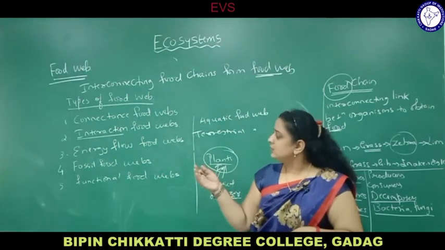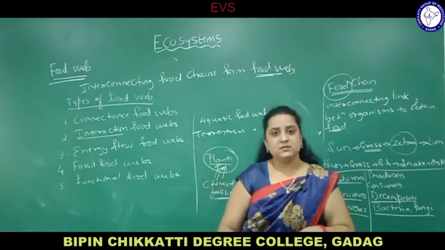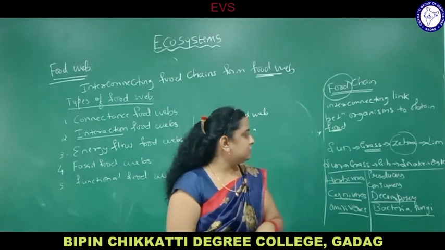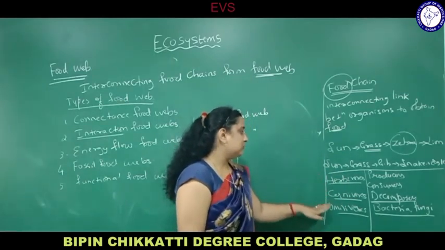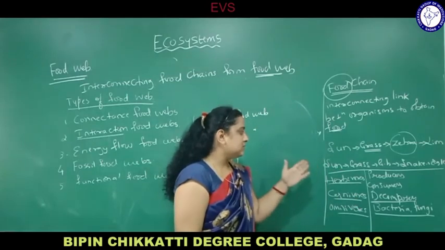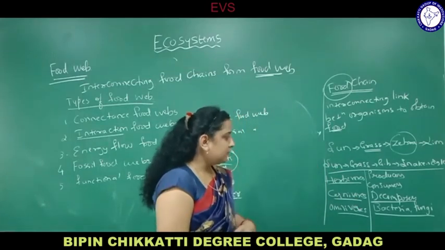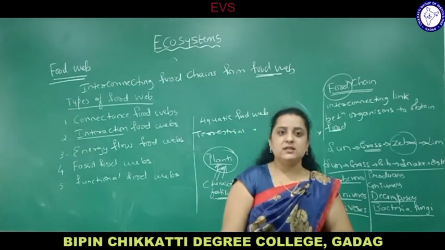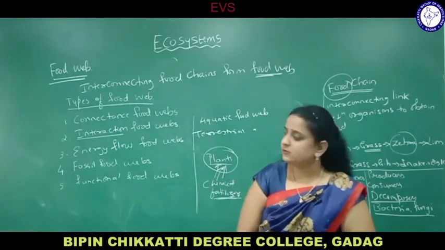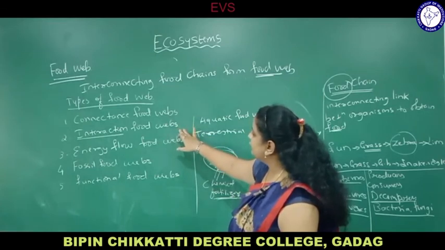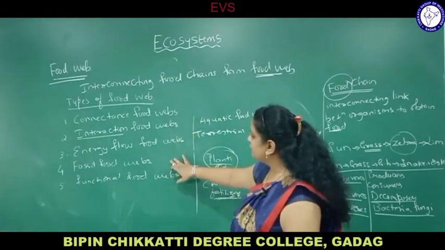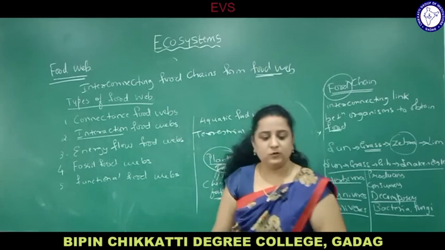Next we also saw food webs. Food webs mean interconnecting food chains form food webs. Before that we also saw animals like herbivores, carnivores, omnivores, and then producers, consumers, decomposers. Decomposers are bacteria and fungi which decompose the waste substances. Then the different types of food webs are connectance food webs, interaction food webs, energy flow food webs, fossil food webs and functional food webs.